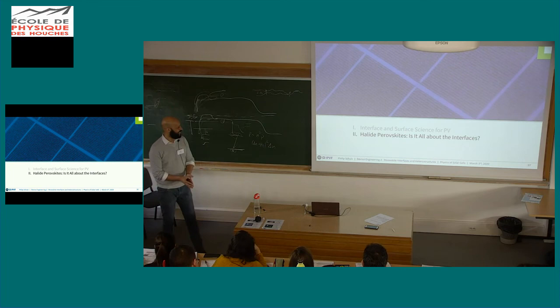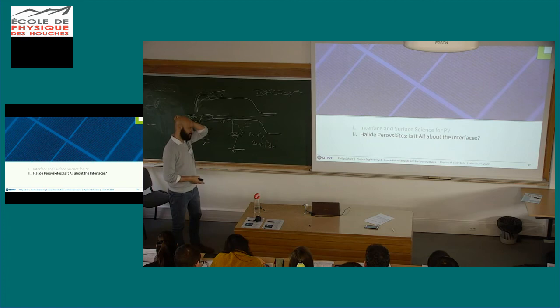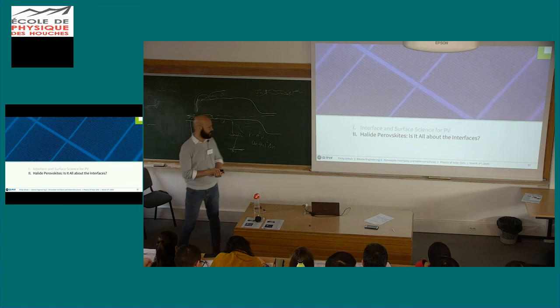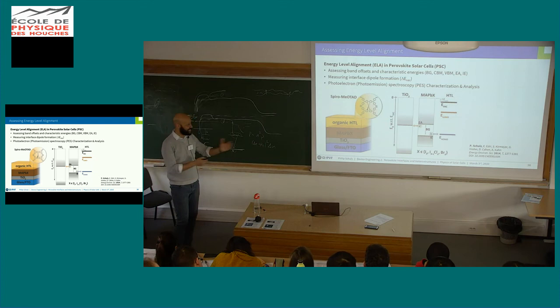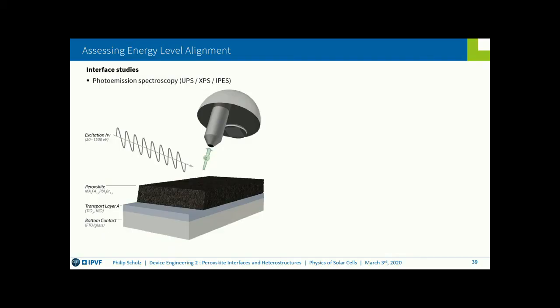Okay. The last part of my talk, I will take a few shortcuts here in order to stay on time and only highlight a selection of results. Halide perovskites: is it all about the interfaces? Now, we've discussed this. This is all that we've been talking about before, making these kinds of band diagrams. So how effectively can we do this?